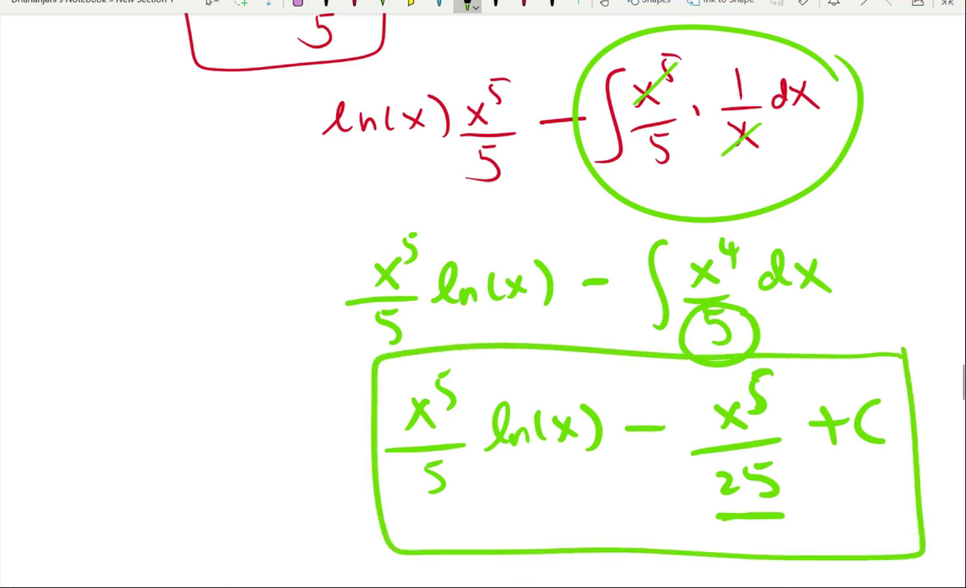So that is how you use the integration by parts formula correctly. Now the only question that we have left is how to choose u. We will learn that in the next video.